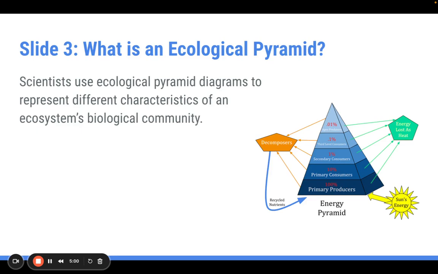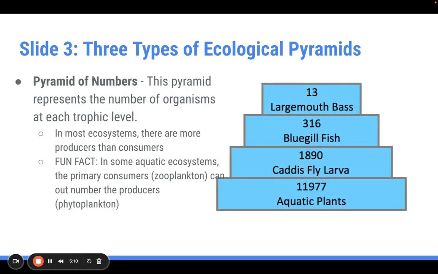Scientists use these ecological pyramid diagrams to represent different characteristics of an ecosystem's biological community. We'll look at 3 different types of ecological pyramids today. Now, let's talk about these 3 types of ecological pyramids. Ecological pyramids are vital in understanding the community interactions that take place in ecosystems.